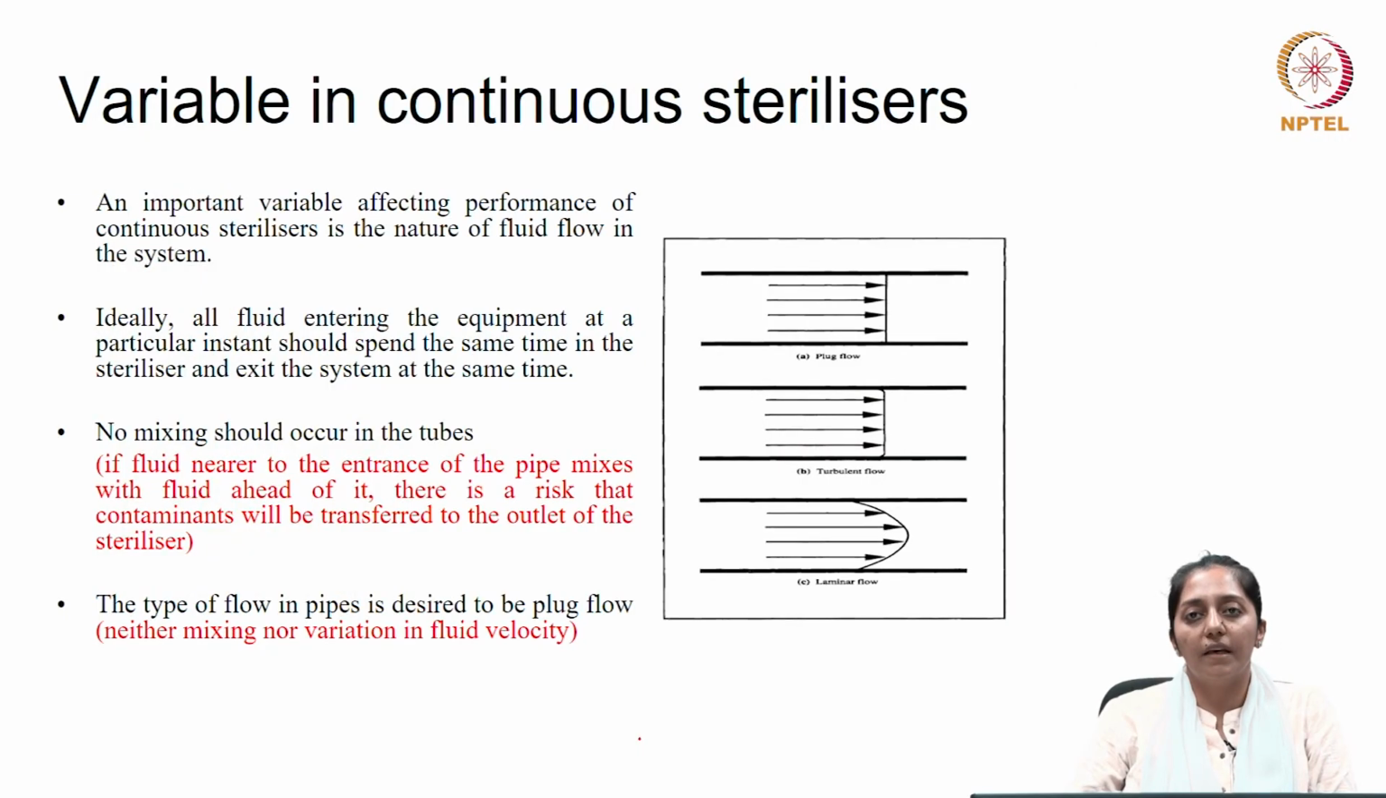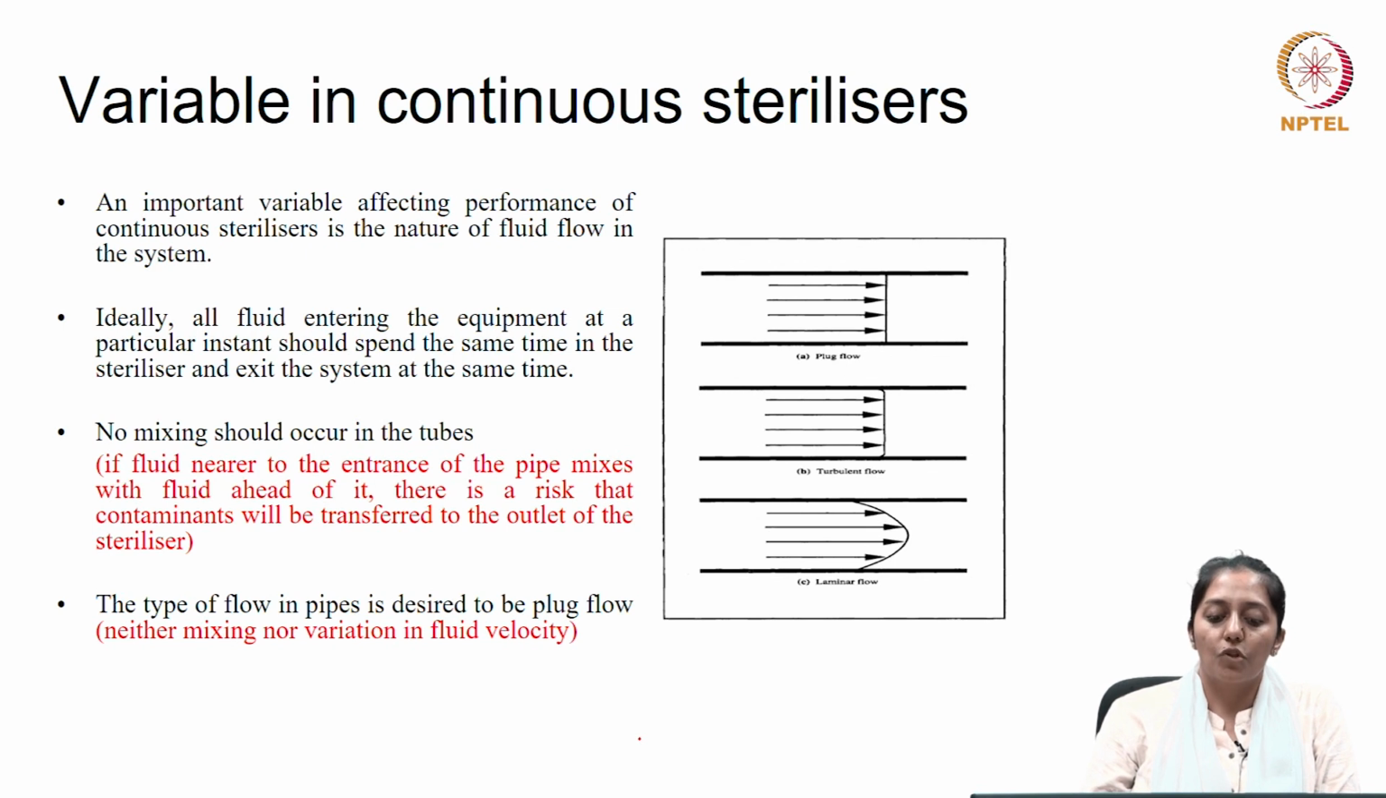One important variable which may affect the performance of continuous sterilizers is the nature of the fluid flow in the system, as it has to go through the section for the holding period at sterilization temperature. Now ideally, all fluid which is entering the equipment at a particular instant should spend the same time in the sterilizer and exit the system at the same time, which would be the case of plug flow.